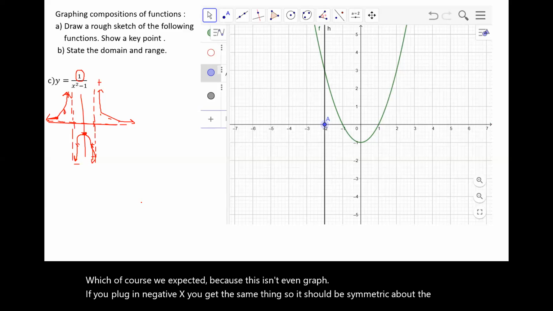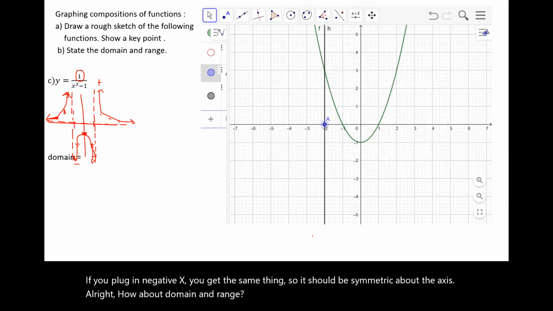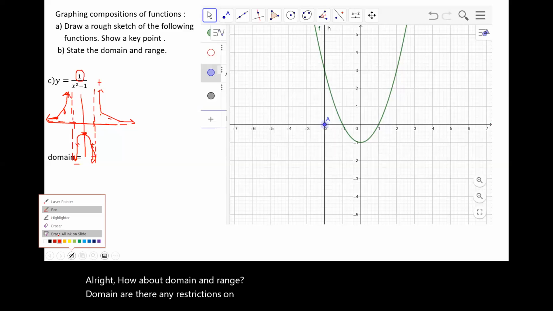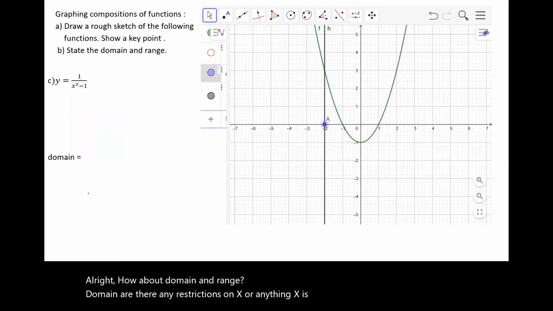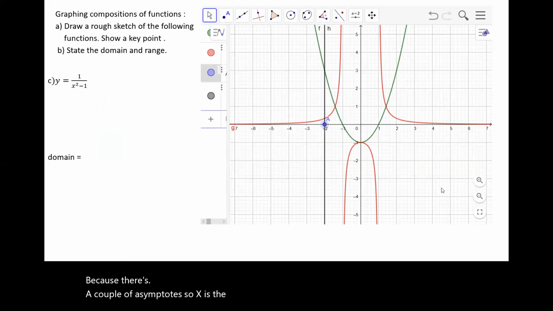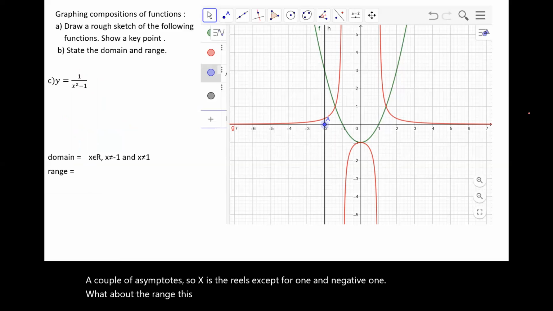All right, how about domain and range? Domain, are there any restrictions on x? Is there anything x is not allowed to equal? Well, yeah, because there's a couple of asymptotes. So x is the reals except for 1 and -1. What about the range? This one's tricky. Are there any y values you're not allowed to have?